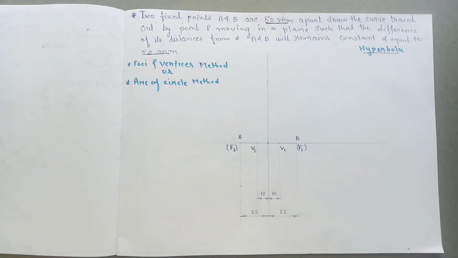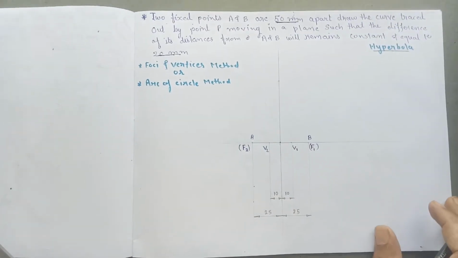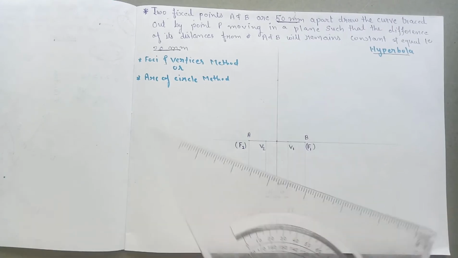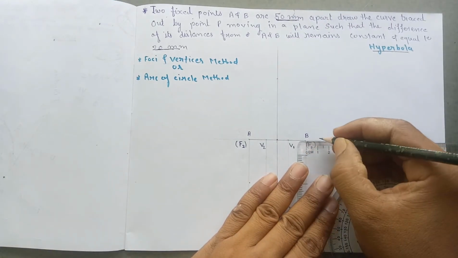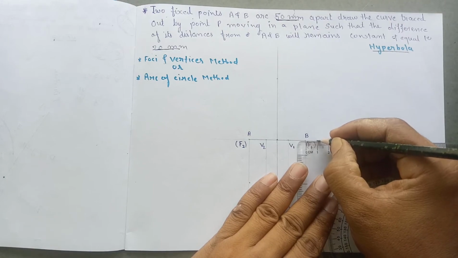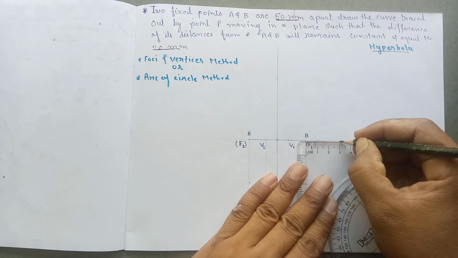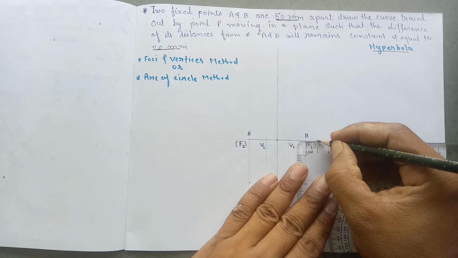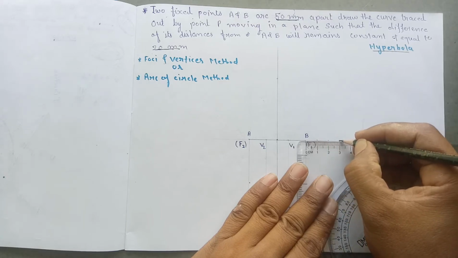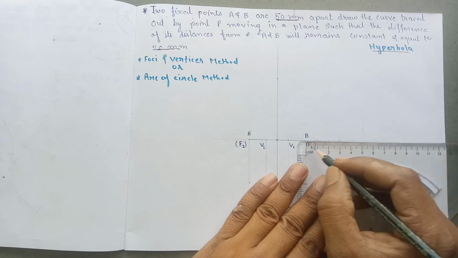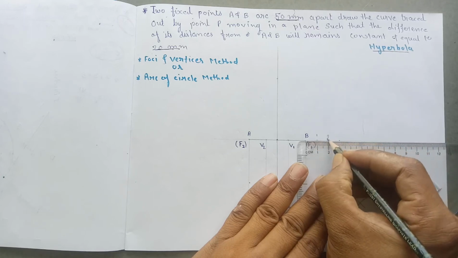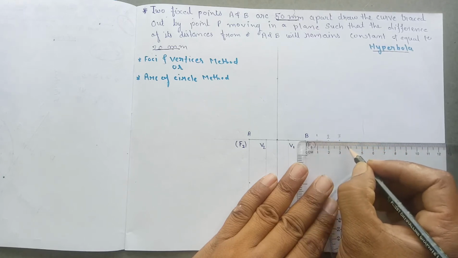Now what will be the next step? So the next step will be, we have to mark the points from F1 in the right direction, 1, 2, 3. You can mark more than 3 points also. Here we have taken the distance between these points 1, 2 and 3 equal to 1 centimeter.